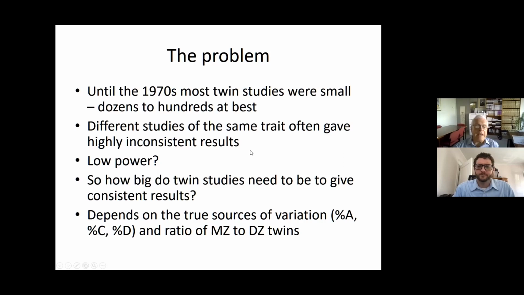And that led me nagging Lyndon to say, well, how big do twin studies need to be to give us consistent results and estimates of these variance components that we're interested in? And the answer turns out to depend upon the true sources of variation. Well, that's not particularly surprising, and the ratio of MZ to DZ twins in your sample.